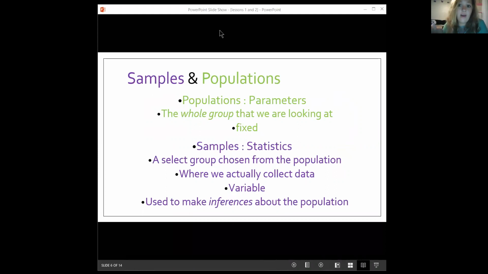Parameters and statistics are the measurements of each. So a parameter is a measurement of a population. A statistic is a measurement of a sample. They're always going to go together in that way. Populations are always parameters. Samples are always statistics. You'll never have a sample parameter or a population statistic. That's not a thing. So make sure to pair them up in that way.